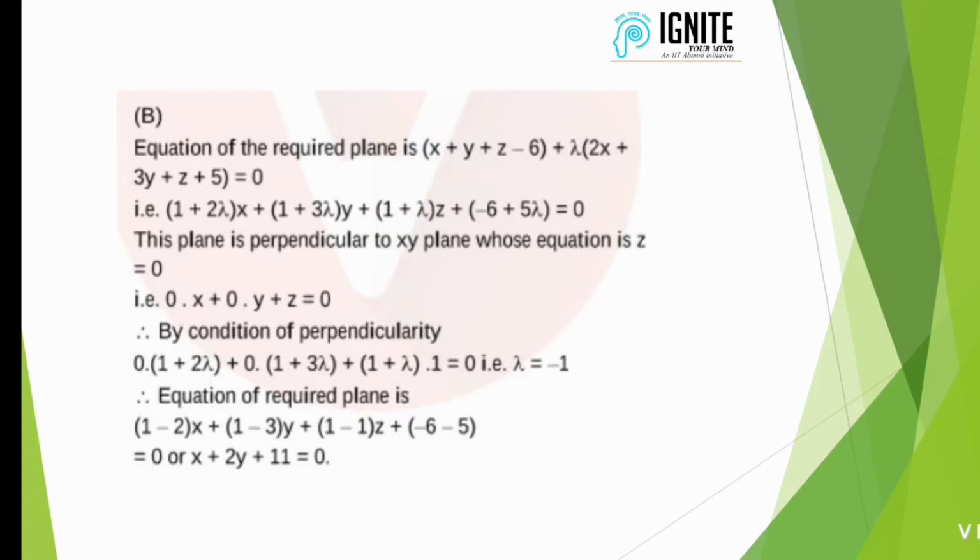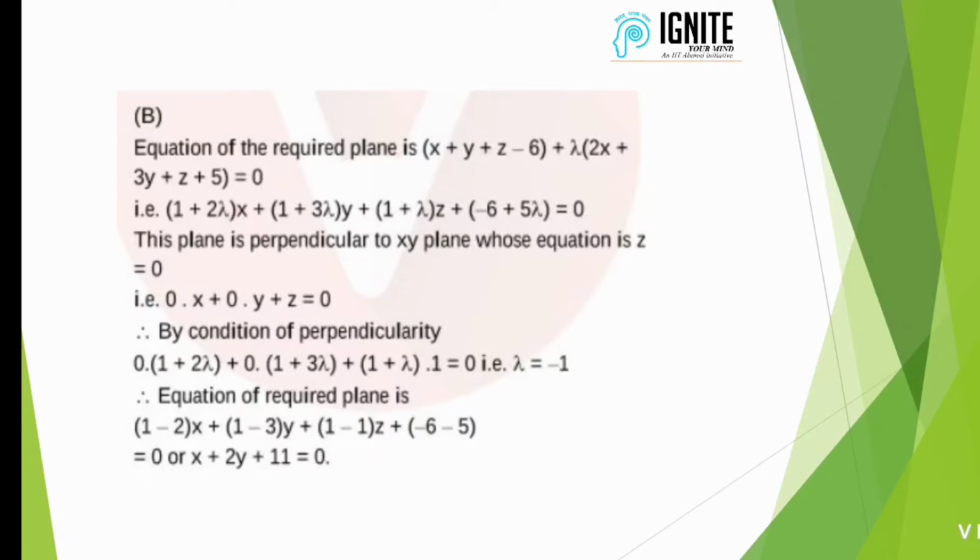So what will be the equation of our required plane? You have the intersection of these two planes, right? The equations of the two planes are given in the question, and it is given that our plane contains the line of intersection of these two planes. So you can write the equation of our required plane as x plus y plus z minus 6 plus lambda times 2x plus 3y plus z plus 5 is equal to 0. This is how you find the equation of the required plane. Once you find the value of lambda, you will be able to calculate the equation of our required plane.